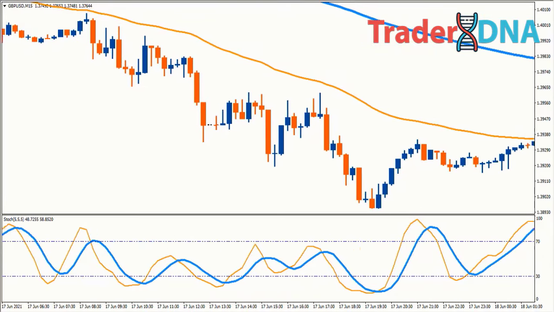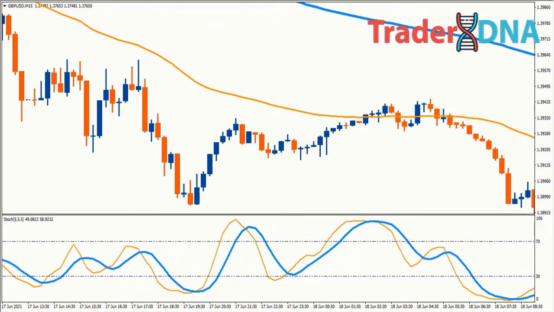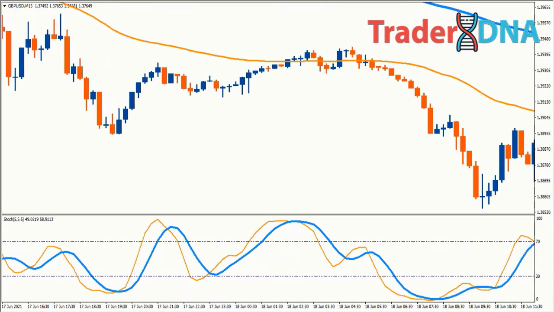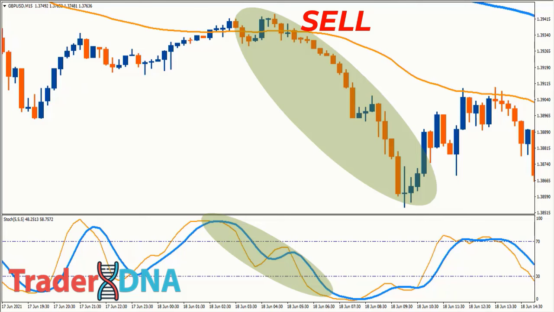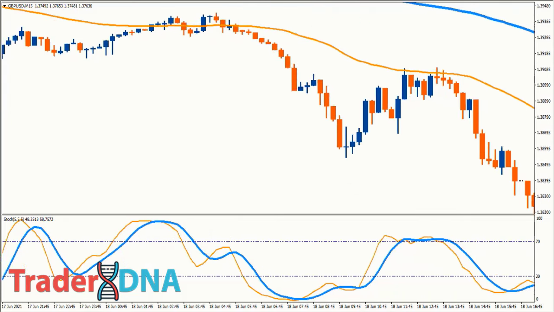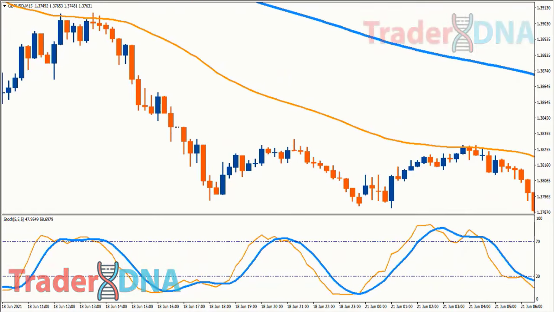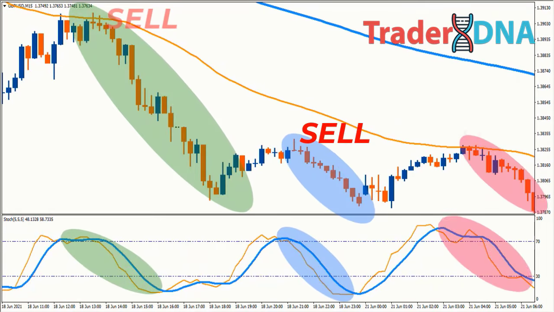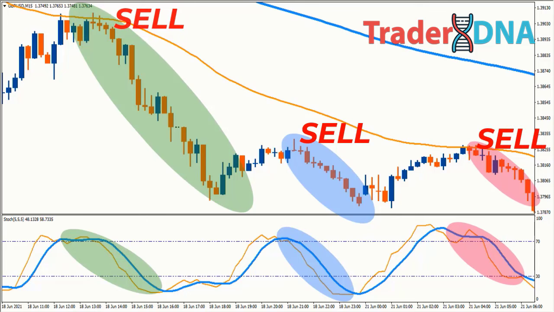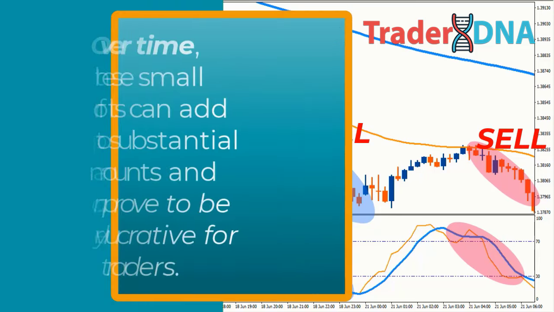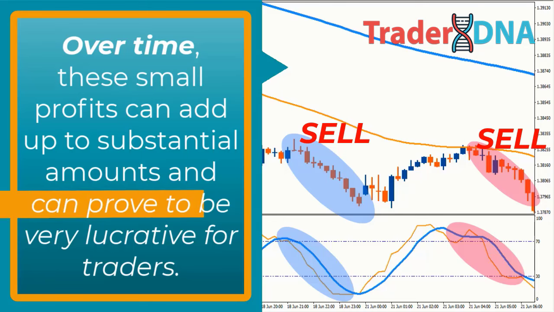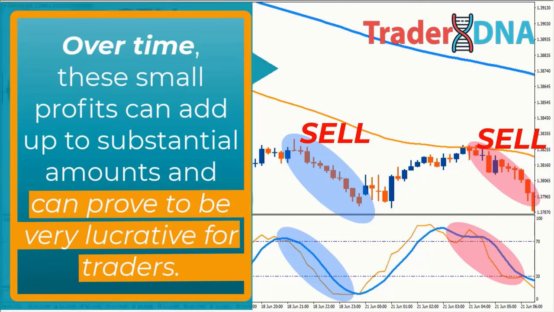In this video, you will learn a scalping strategy that will allow you to scalp the Forex market, indices, stock market, and cryptocurrency. For this particular trading strategy, the time frame that should be used is the 5-minute chart. However, it can also work well as a scalping strategy on the 1-minute and 15-minute timeframes. The stochastic scalping strategy will allow traders to make incremental profits over short time frames. Over time, these small profits can add up to substantial amounts and can prove to be very lucrative for traders.